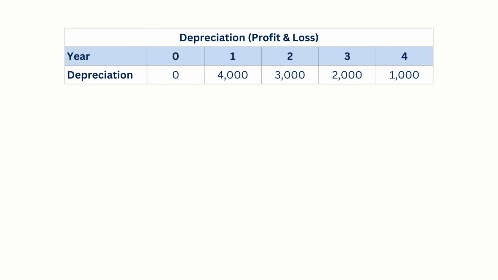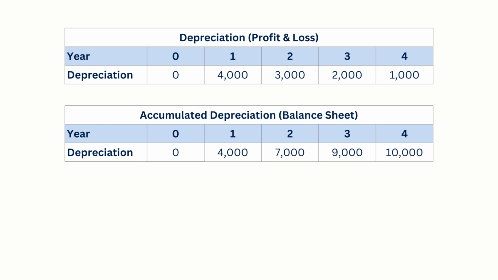Let's now look at how depreciation flows through the financial statements over time. Starting at the top, this table shows depreciation in the profit and loss account. There is no depreciation in year 0 because the asset has just been purchased. Then, using the sum of years digits method, year 1 shows a depreciation charge of £4,000. Year 2 shows £3,000 and so on. Each year, only that year's figure appears as an expense in profit or loss.